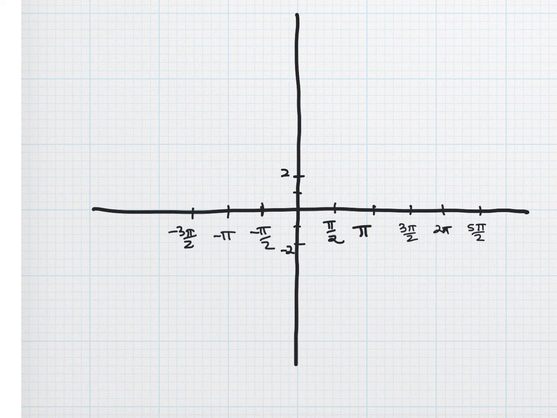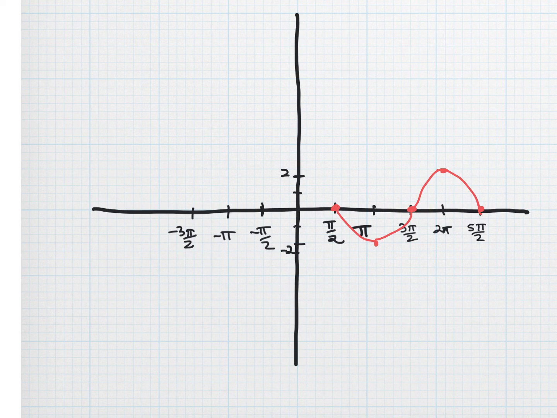and -2 down here. Sine normally starts at 0, 0, but I do have a shift over to the right. So I'm going to start here at pi/2, 0. It's got a negative amplitude, so I'm going to go down for this negative sine graph. At pi, it's going to be at -2, back up to the axis at 3 pi/2, up to +2 at 2 pi, and then back down. So here, here, here, and here.